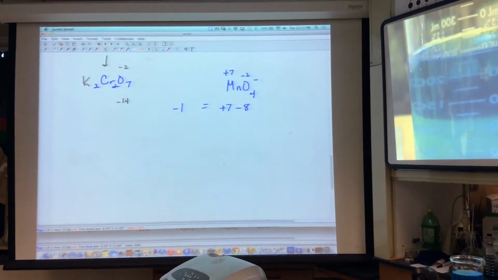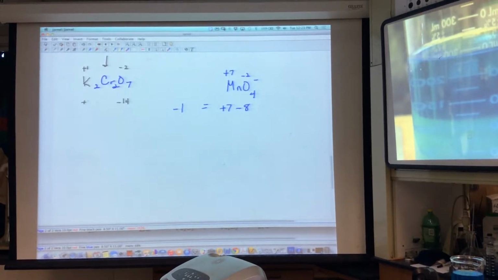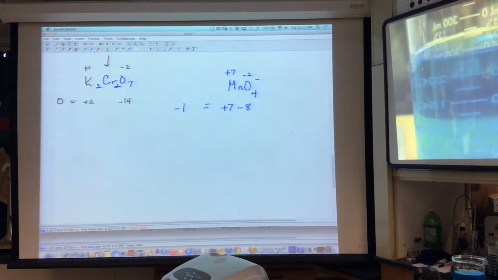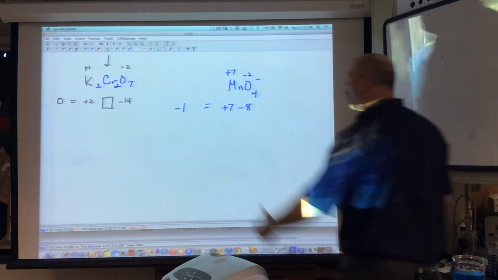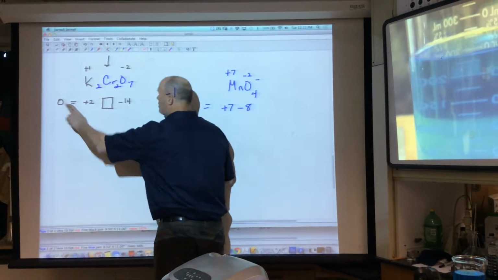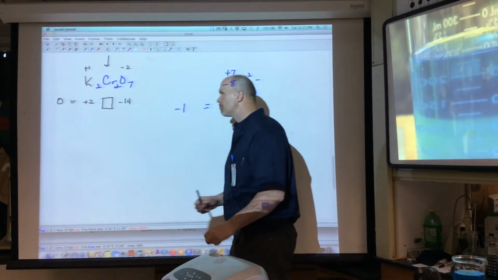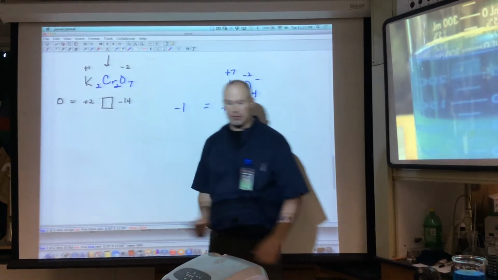We kind of did this. We were naming chemicals, right? Now potassium only has one choice. It's an alkali metal. It's plus what? 1. There's 2 of them though. So overall it's plus 2. This whole thing has to equal what? 0. Okay. So what charge do I need for all the chromiums that'll give me 0? Negative 14 plus what number is a plus 2? Plus 12. Someone said it.